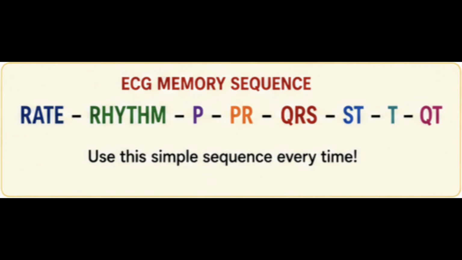Easy ECG memory sequence. Now let's make this very simple. When you look at an ECG, remember: rate, rhythm, P, PR, QRS, ST, T, QT. So, first check the rate, second check the rhythm, third look at the P waves, fourth assess the PR interval, fifth look at the QRS complex, sixth check the ST segment, seventh assess the T waves, and finally consider the QT interval. This simple sequence can help you approach an ECG in a consistent and organized way.